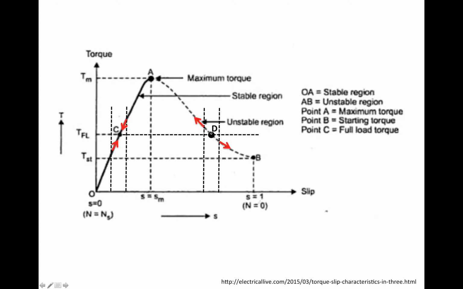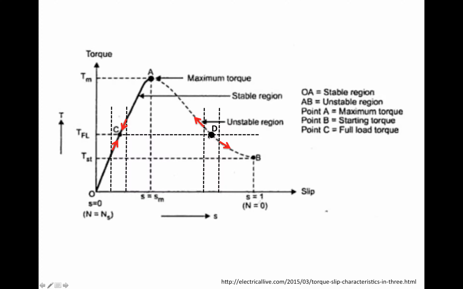On the other hand, if the slip decreased a little bit, which corresponds to an increase in rotor speed, then the torque is going to increase, which will speed up the rotor even further, and the motor will deviate from point D even further. So in the unstable region, if you have a little deviation, the deviation is going to increase. It's going to deviate away from the point that you started with. That's what unstable actually means.